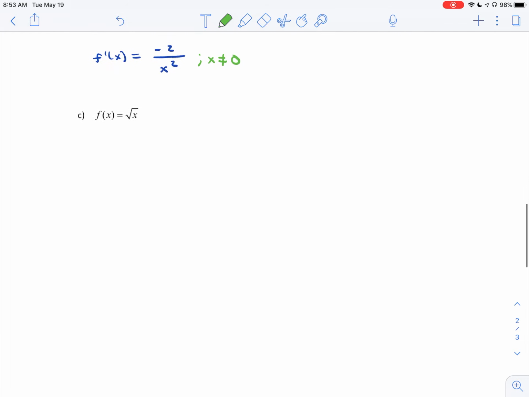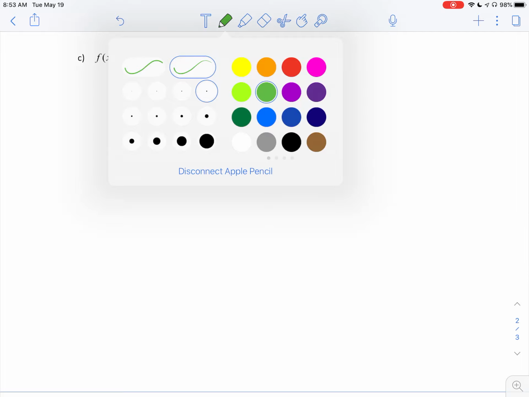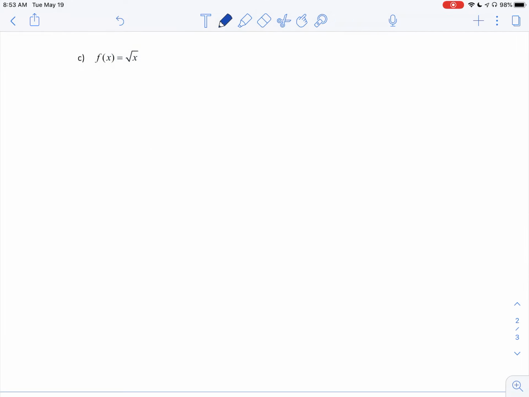All right, one more derivative that I want to do with you guys today. This time we're looking at the square root function. So I'm actually going to go ahead and just put my domain restriction right up here to begin with. Just remember that you can't take the square root of a negative number, so we would have to have x is greater than or equal to 0.